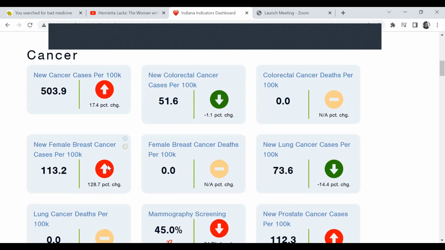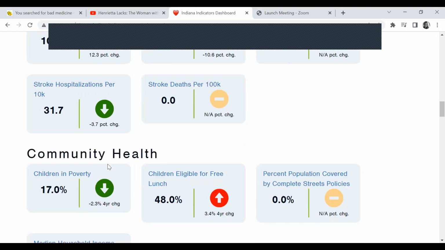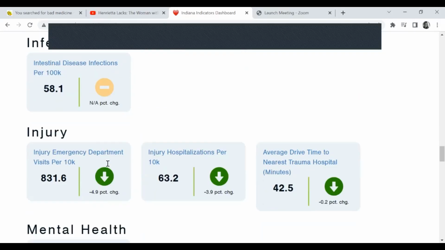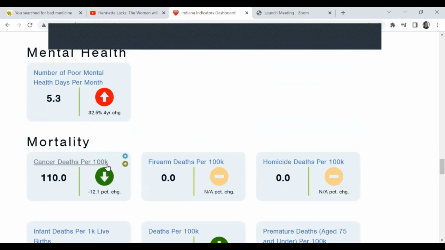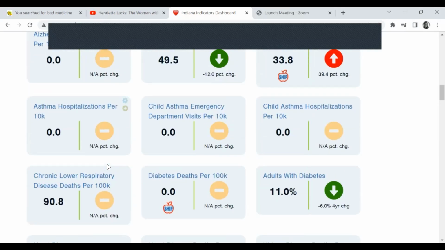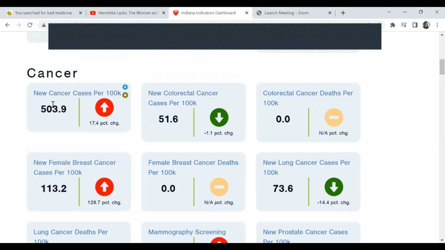So first you'll want to pick your health issues. Now look here, you can choose cancer, chronic disease, community health outcomes, disease prevention, immunizations, you name it. I'll scroll a little bit, mental health, lots of things. Your goal is to just choose 3 of these. I want you to name which one you choose. So you would put new cancer cases per 100,000.